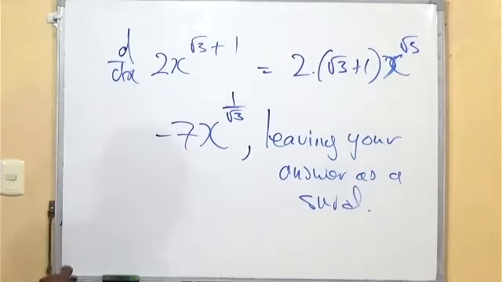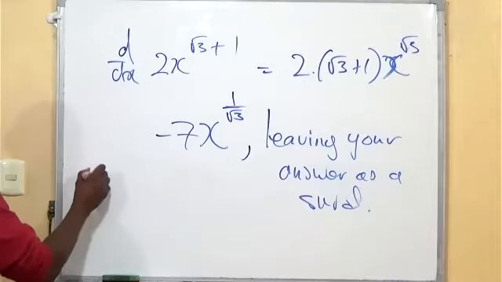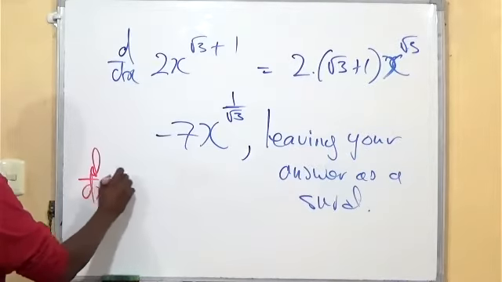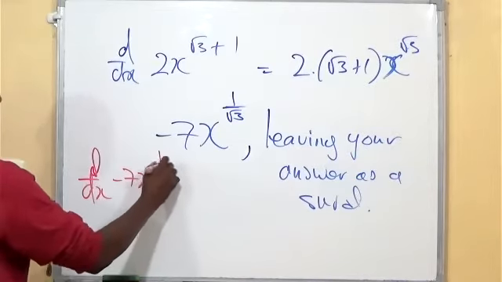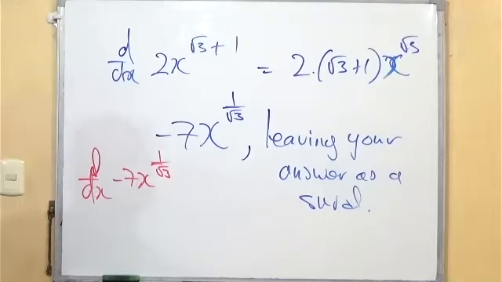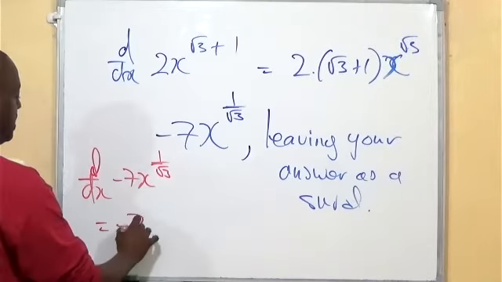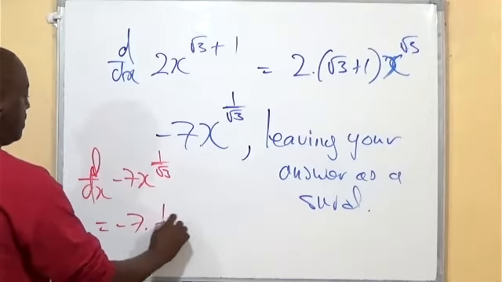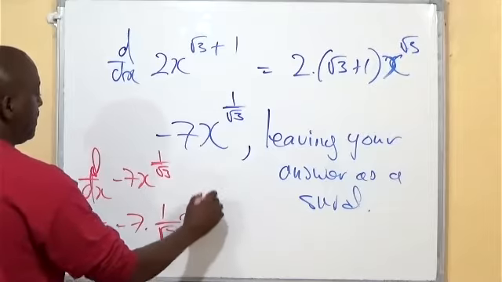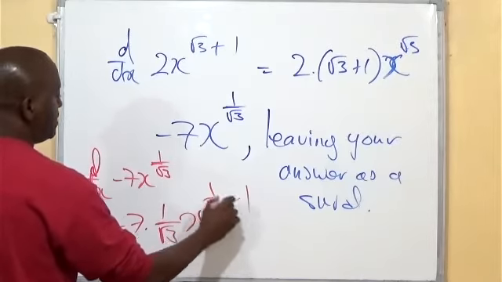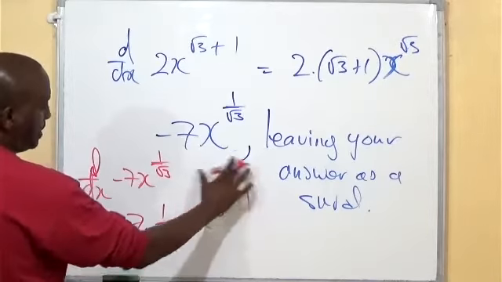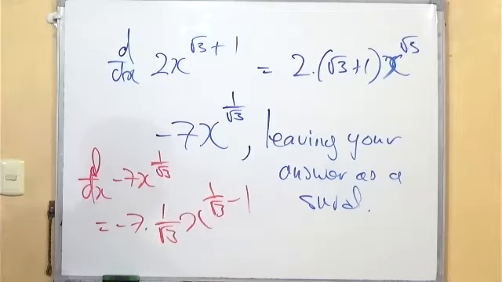So just to finish this off, if you get this in an exam, you know that d/dx of minus 7x to the power of 1 over root 3 is equal to minus 7 times 1 over root 3, x to the power of 1 over root 3 minus 1. And then at that point, the only issue is to deal with the simplification.